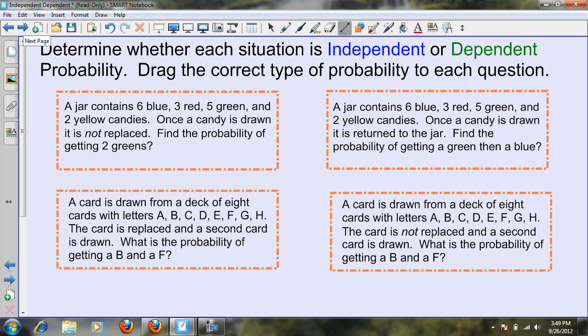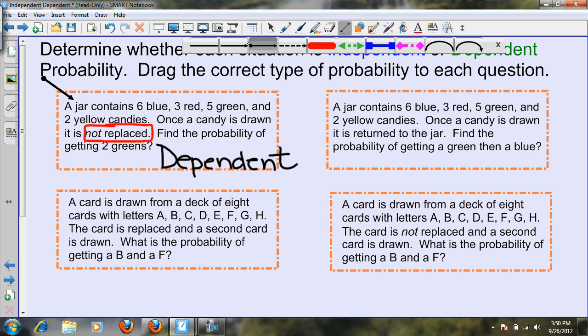Let's look at these examples and determine whether it's independent or dependent. A jar contains 6 blue, 3 red, 5 green, and 2 yellow candies. Once a candy is drawn, it is not replaced. Find the probability of getting 2 greens. Did you see a key word here? Not replaced. Independent or dependent? Would be dependent. Because if I remove something, it's going to impact what I do second.